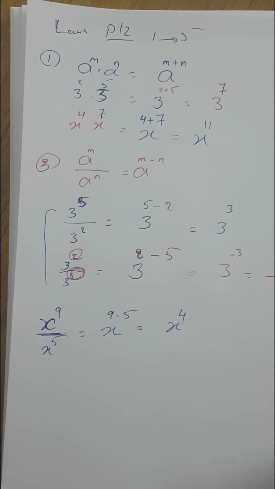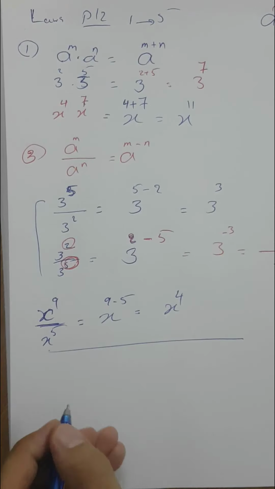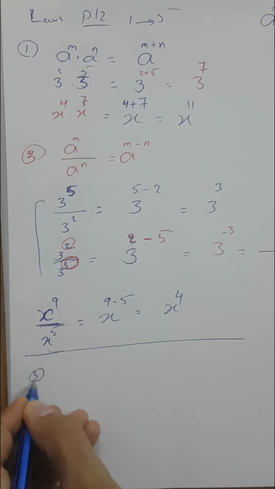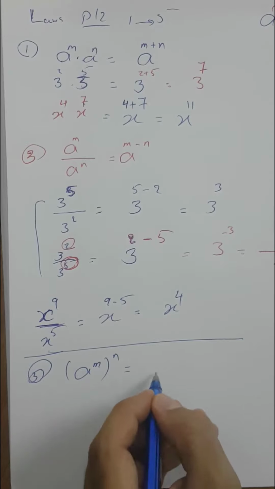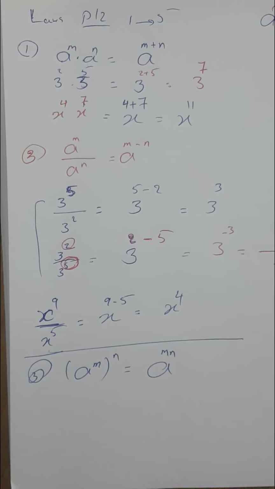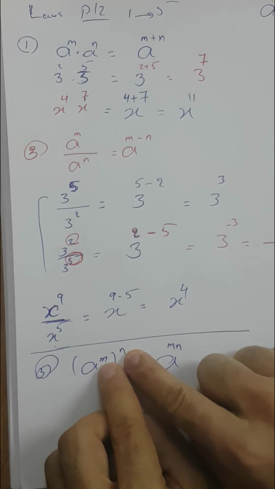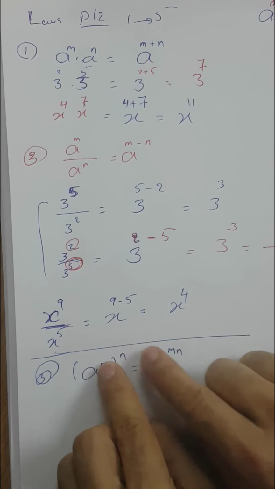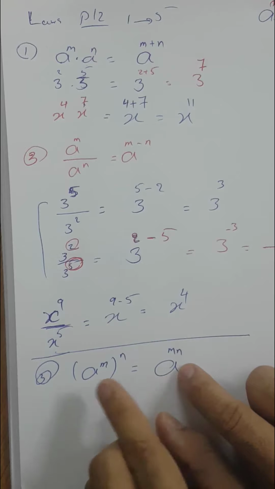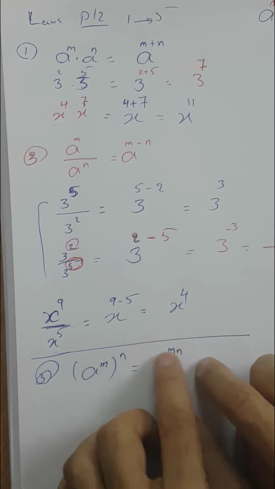Okay, now the third rule, which is very important also. If I have a to power m, all to power n, I will say it is equal to a to power m times n. What do you mean by that? It means that if I have one base with two exponents, we don't add them, we don't do anything, we just say that the result is equal to the same base, and we multiply the exponents.